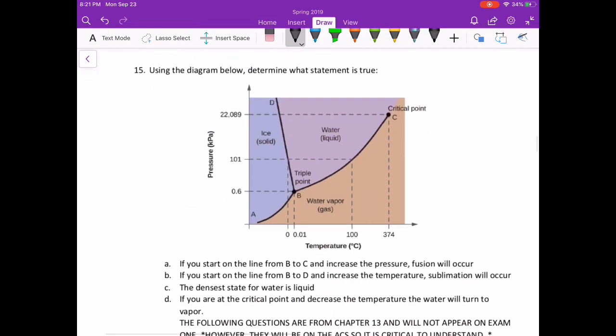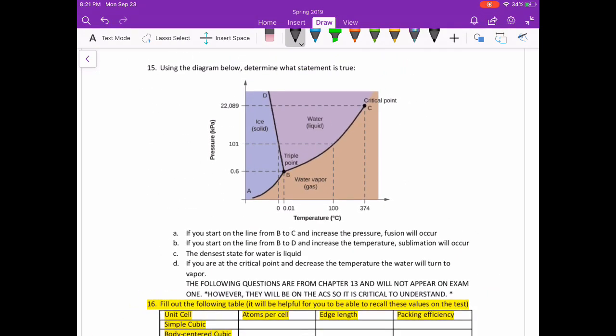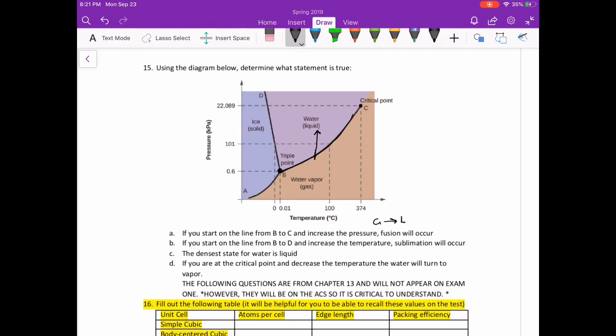Moving on, we have a phase diagram, which I love. Phase diagrams are the best thing in the world. A is saying if I start on the line from B to C, which is the line running between liquid and gas phase, and increase the pressure, fusion will occur. But I know if I go up from this point, I'm going to have condensation, the change from gas to liquid. So I know that's false.